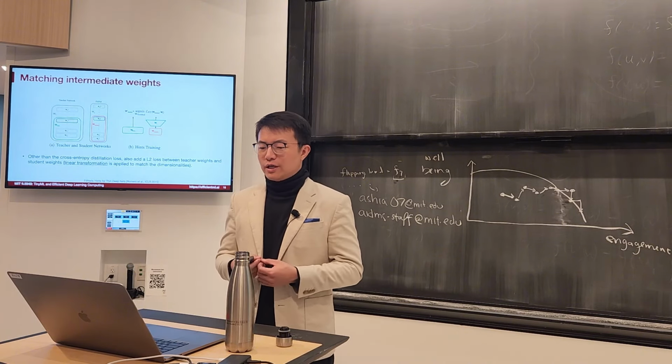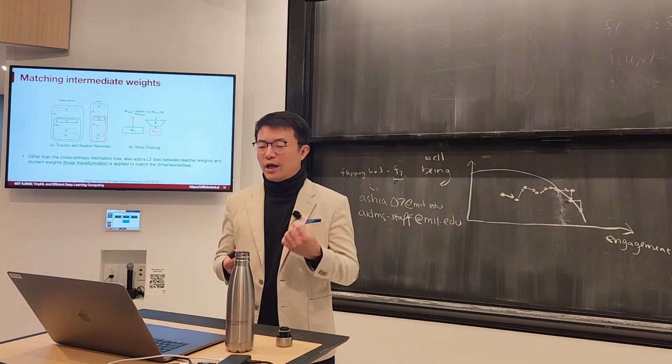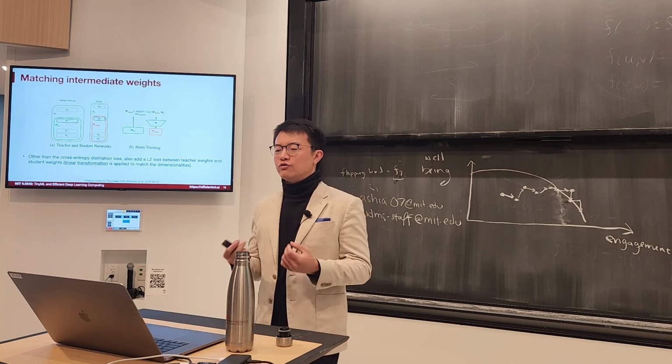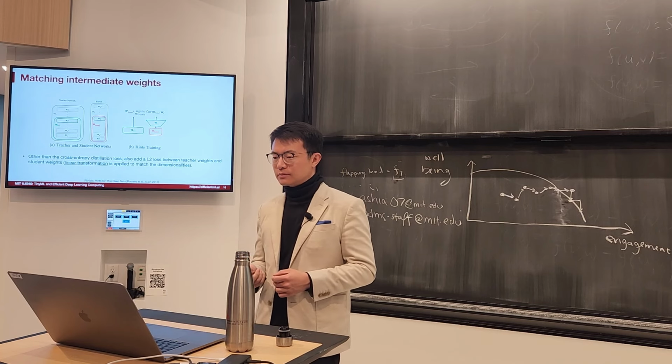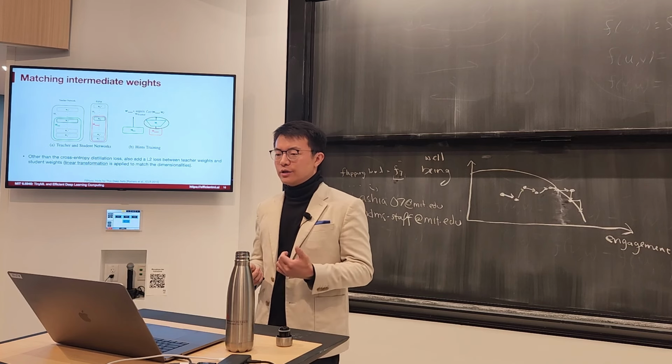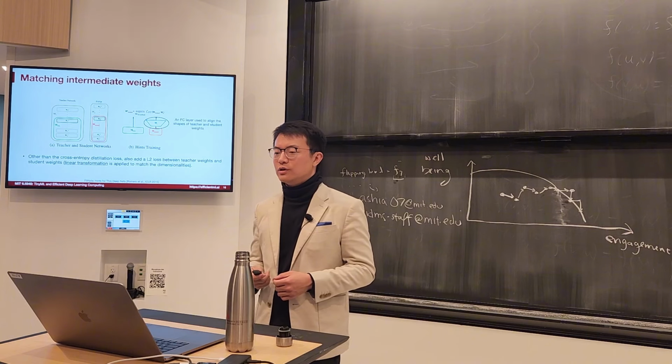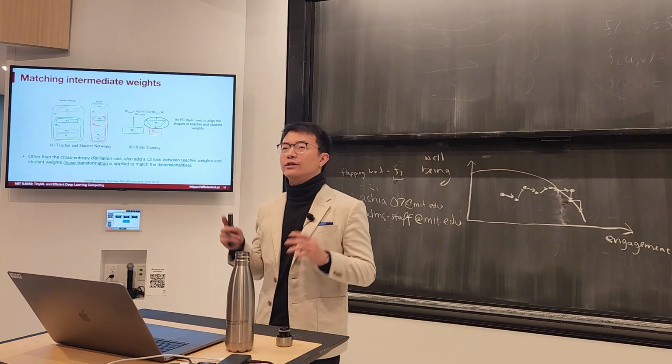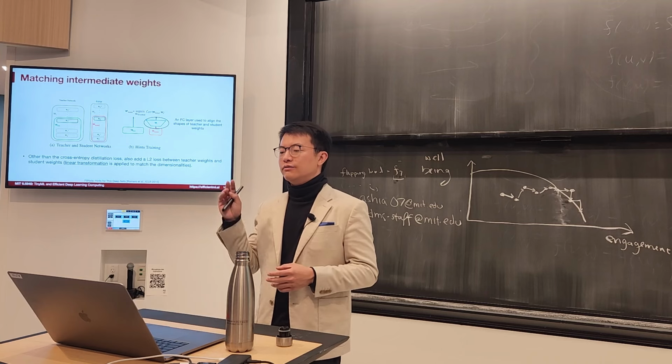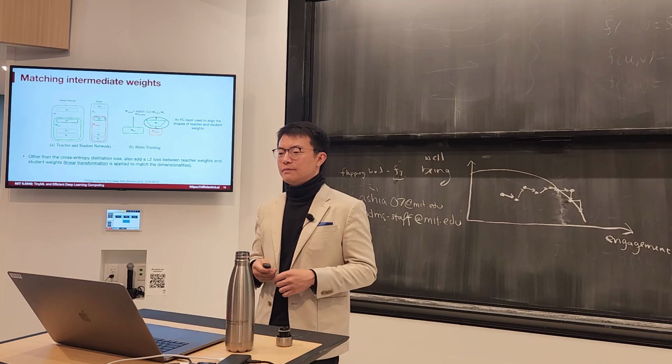So we match between the teacher weight and the student weights plus a transformation matrix. Here, the blue part is the transformation matrix, which is just a simple FC layer to align the shape, the dimension, of the teacher versus the student weight.